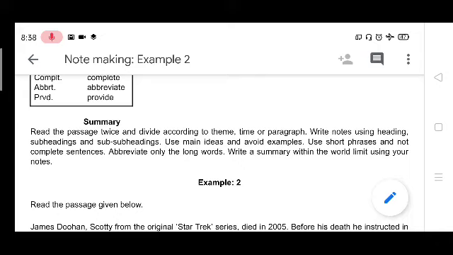So see, my summary reads in complete sentences. That's very important. Read the passage twice and divide according to theme, time, or paragraph. Write notes using headings, subheadings, and subheadings. Use main ideas and avoid examples. Use short phrases and not complete sentences. Abbreviate only the long words. Write a summary within the word limit using your notes. So this is the summary.